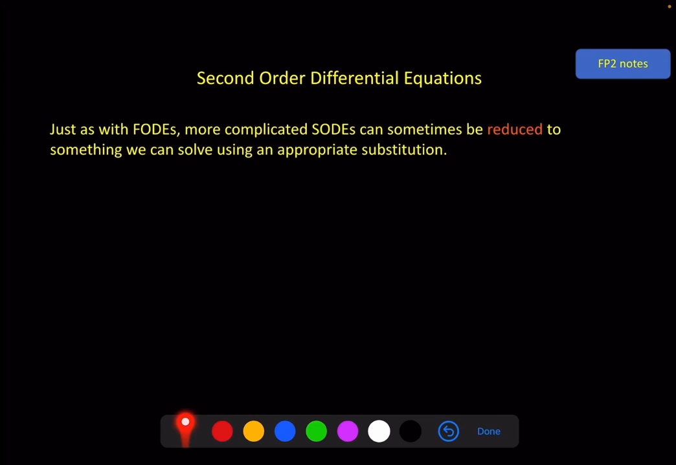Just as with first order differential equations, more complicated second order differential equations can sometimes be reduced to something we can solve using an appropriate substitution. And almost always you'll be given the substitution. Quite often you will also be told what to expect from that substitution.